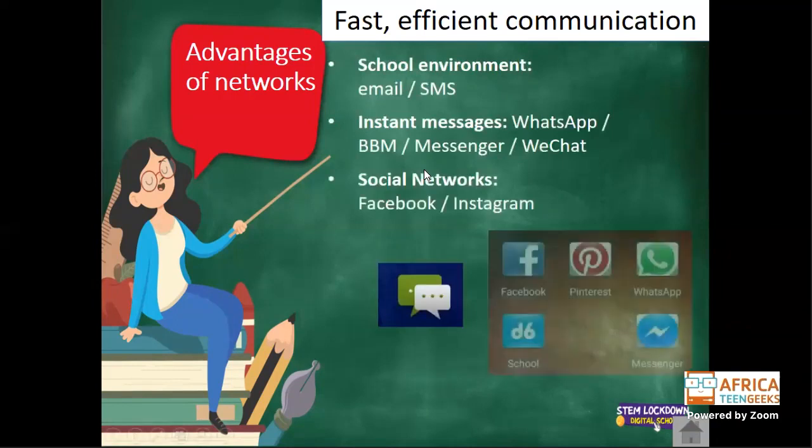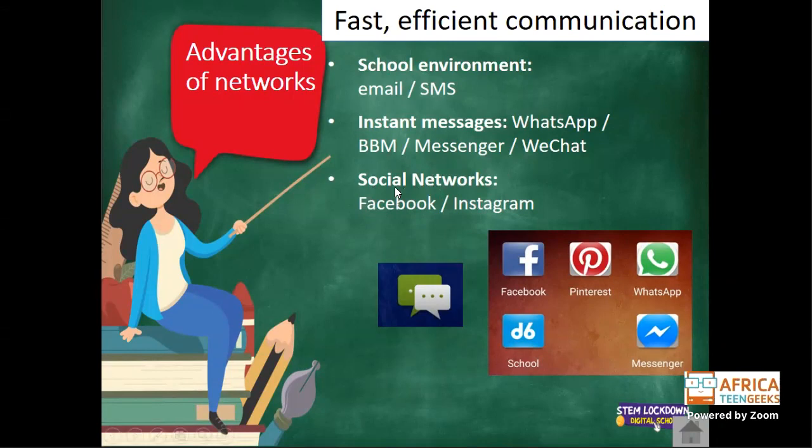Can I quickly go back before I elaborate more? For example, in the school environment, the school interacts with the parents through emails, short message service, instant messages, WhatsApp, BBM, messengers. I believe everyone is familiar with this, guys. We are now in this digital era. Now they are talking about the fourth industrial revolution. It's all about these, guys.